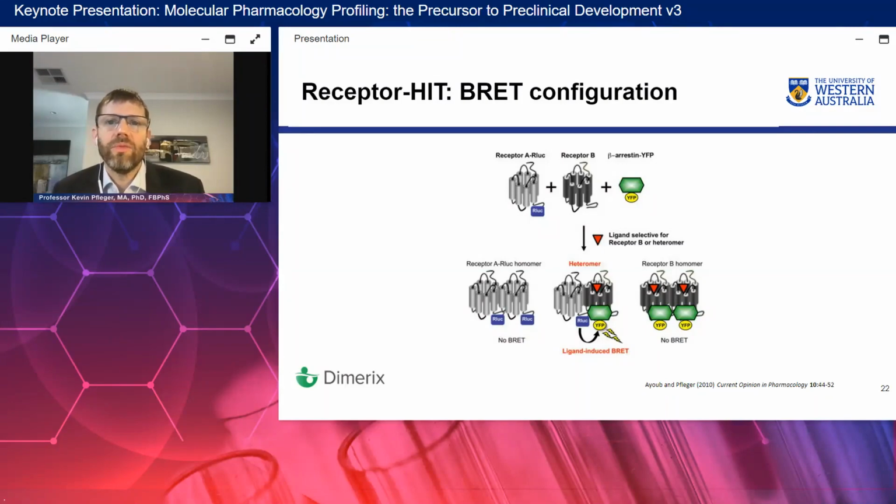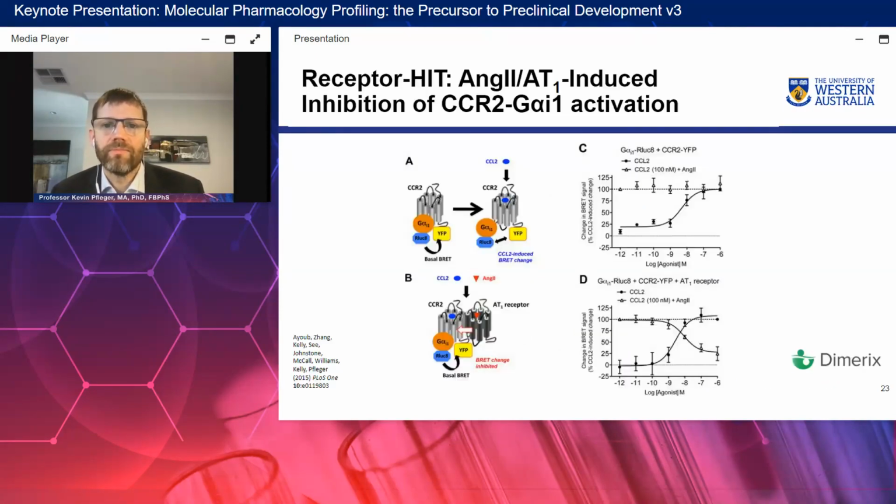When we have a ligand that's selective for receptor B or the heteromer, there's three possibilities. The receptor A Nluc homomers are not going to give you a signal because there's no ligand binding and therefore no recruitment of the acceptor. Receptor B homomers similarly won't give you a signal because they don't have the donor present. So even though you get recruitment to the acceptor, there's no donor to result in the signal. So it is the heteromer complex that gives you the signal, and this leaves the other two in the dark and gives you that clean signal that is due to the heteromerization.